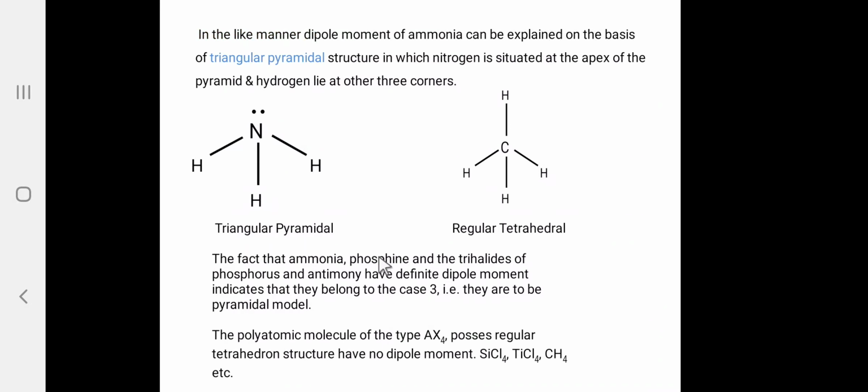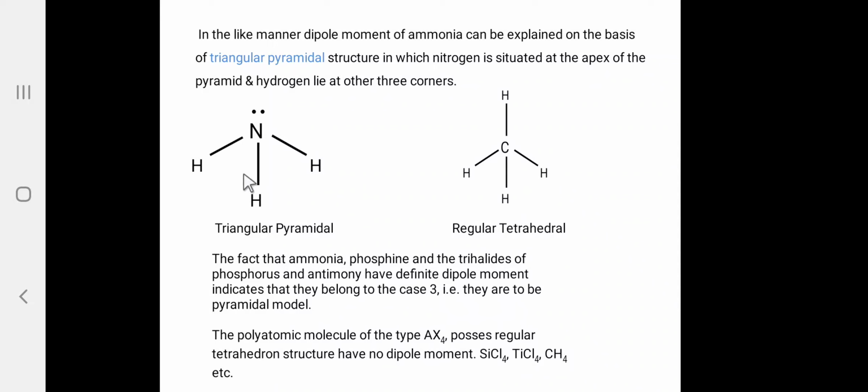So let us consider the case of ammonia. In like manner, the dipole moment of ammonia can be explained on the basis of a triangular bipyramidal structure in which the nitrogen is situated at the apex of the pyramid and the hydrogens lie at the other three corners. So this is the triangular bipyramidal structure of ammonia. Ammonia is a polar molecule, it has a dipole moment. The fact that ammonia, phosphine and the trihalides of phosphorus and antimony have a definite dipole moment indicates that they belong to case number 3, that is, they have a pyramidal model.